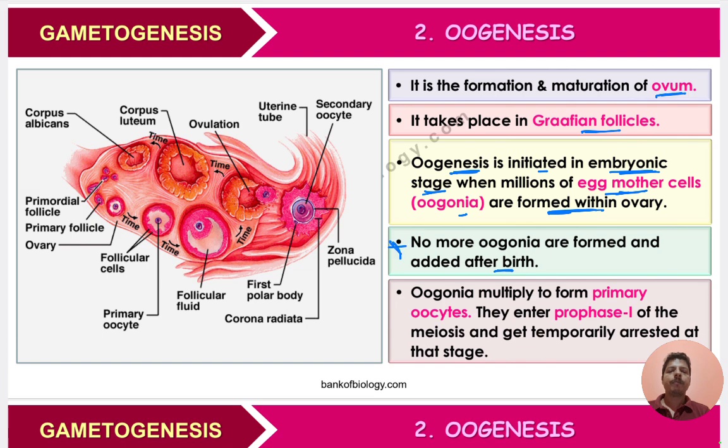Remember, oogonia multiply to form primary oocytes. Then they enter prophase 1 of meiosis and get temporarily arrested at this stage. So first of all, oogonia multiply to form primary oocytes. After the formation of primary oocytes, they enter the prophase 1 stage. Remember the cell division topic, prophase 1 of meiosis, and then they get temporarily arrested at this stage. And they are activated again at the time of puberty.